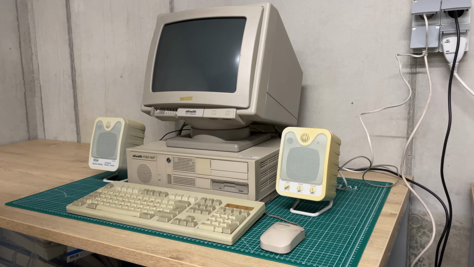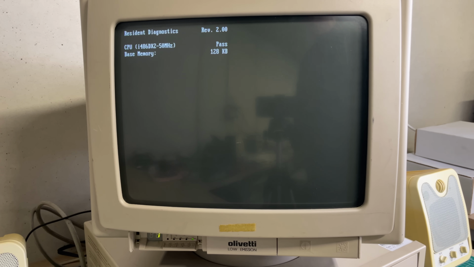Okay, so time to turn on the machine and see what she does. We get this ominous beep. And we finally see something coming up on the screen. So let's take a look. Our CPU has passed, 486DX 250 megahertz. Not the best 486 out there, but we'll see that afterwards. 640 kilobytes of base memory.